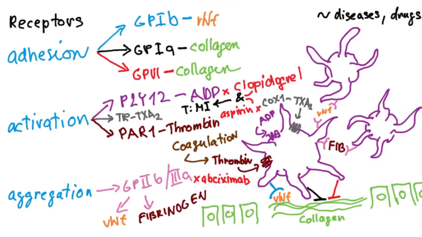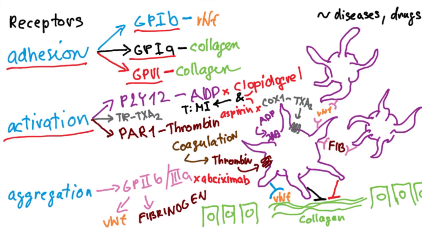And finally, to summarize the receptors of platelets, the receptors responsible for adhesion are the GP1b receptor, which binds mainly von Willebrand's factor, but this von Willebrand's factor has to be attached to collagen already. Then there is the GP1a receptor that is able to bind collagen directly, and the same applies to the GP6 receptor, which also binds collagen directly. Then there are receptors responsible for activation.